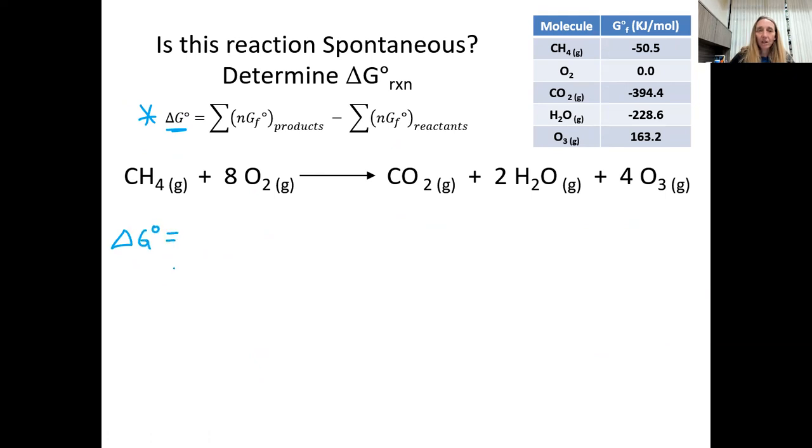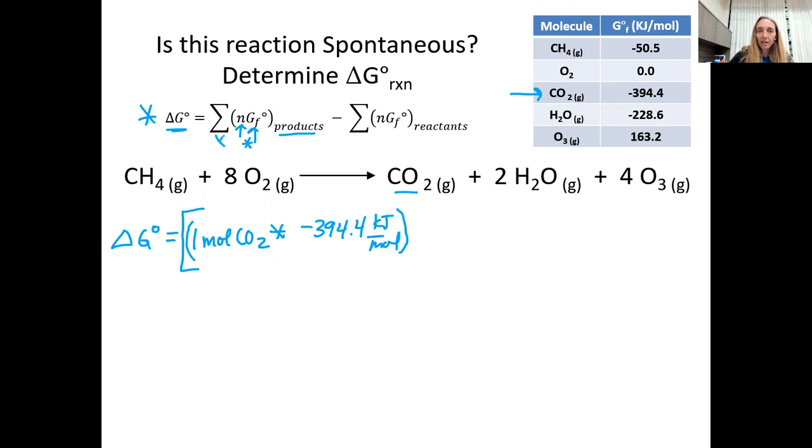delta G, okay, and I start with the products. So what I'm going to do is put a big bracket and put all of the information about the products in this bracket. Okay, so the very first product I have is CO2, and I have 1 mole of CO2. So I have the moles, and I'm going to multiply that by the GF value. So I'm going to come up here, find my CO2. That value is negative 394.4 kilojoules per mole. Okay, and I multiply those together, right? So that's the very first one.